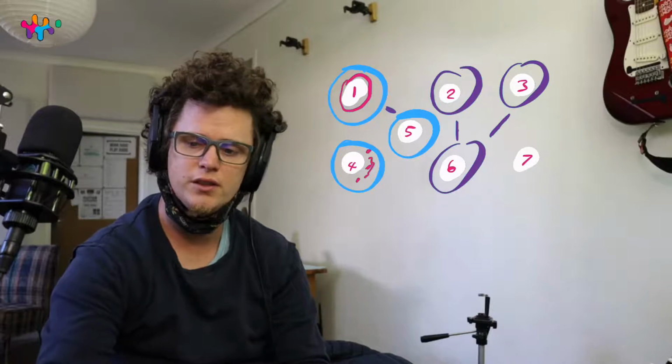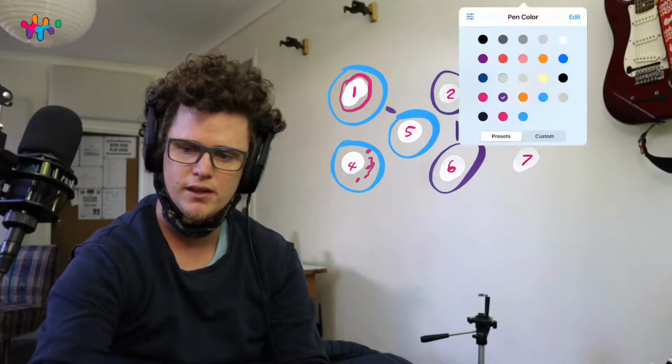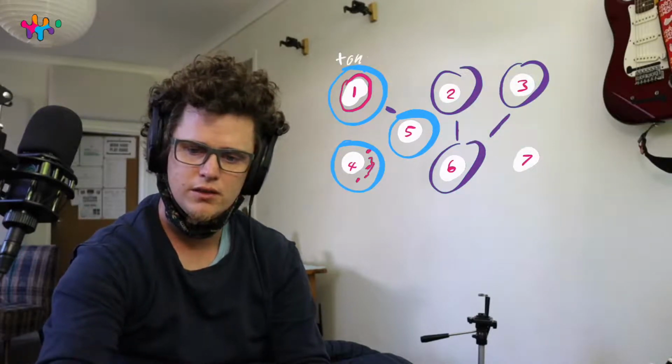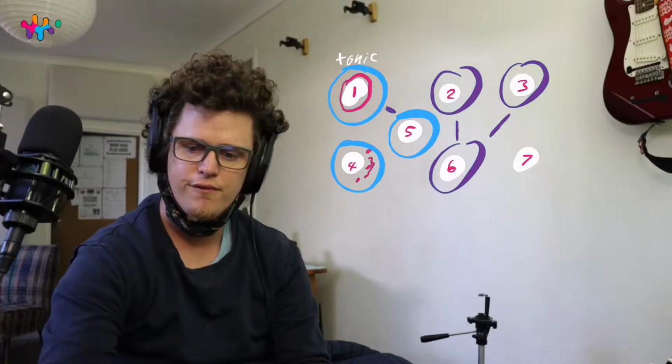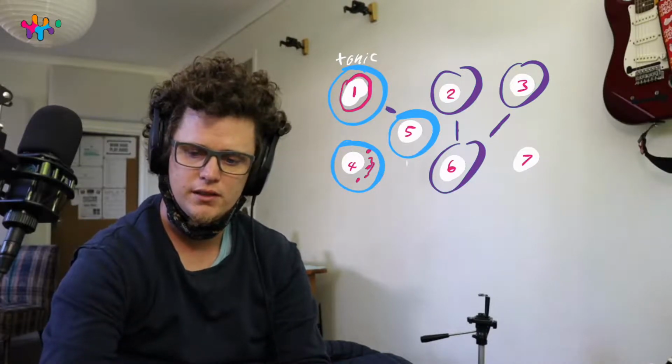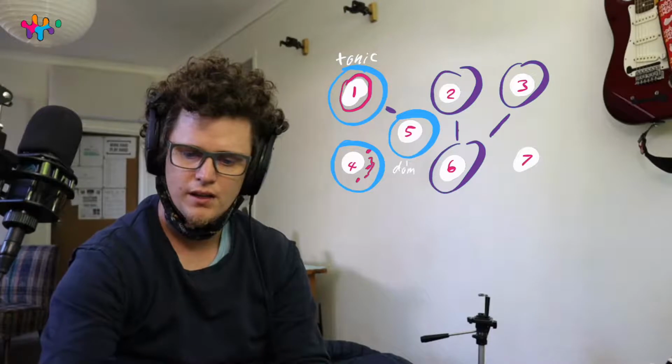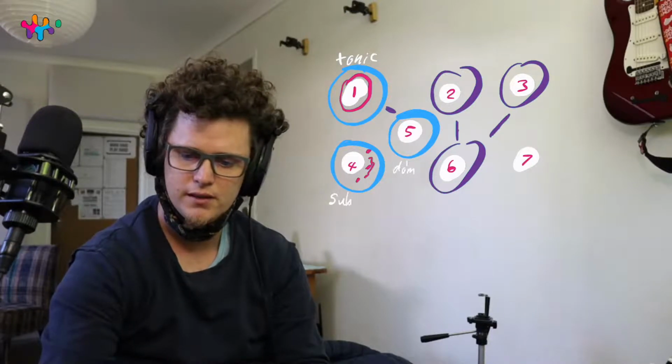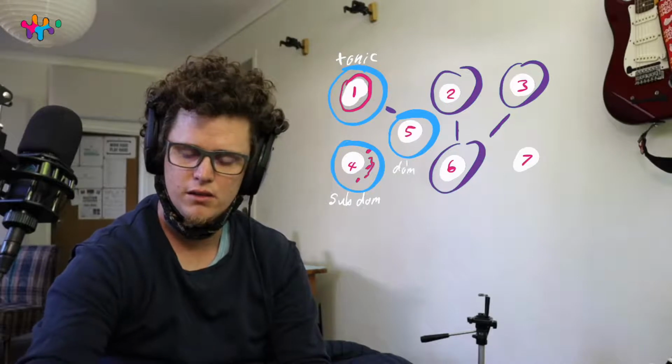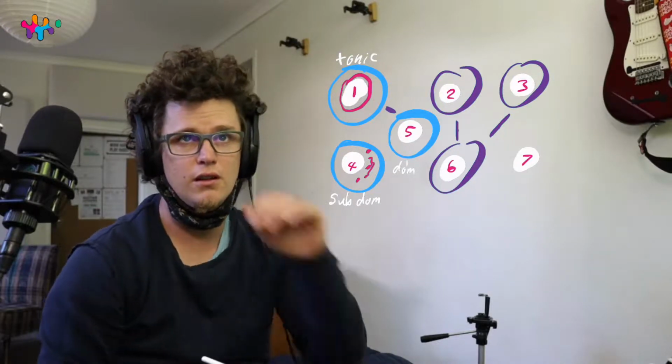Now, the 1 is called the tonic. I'm just going to write this down for you guys. That's called the tonic, right? The 5 is called the dominant. The 4 is the subdominant. I don't know the names of the other ones. I should go learn that before.